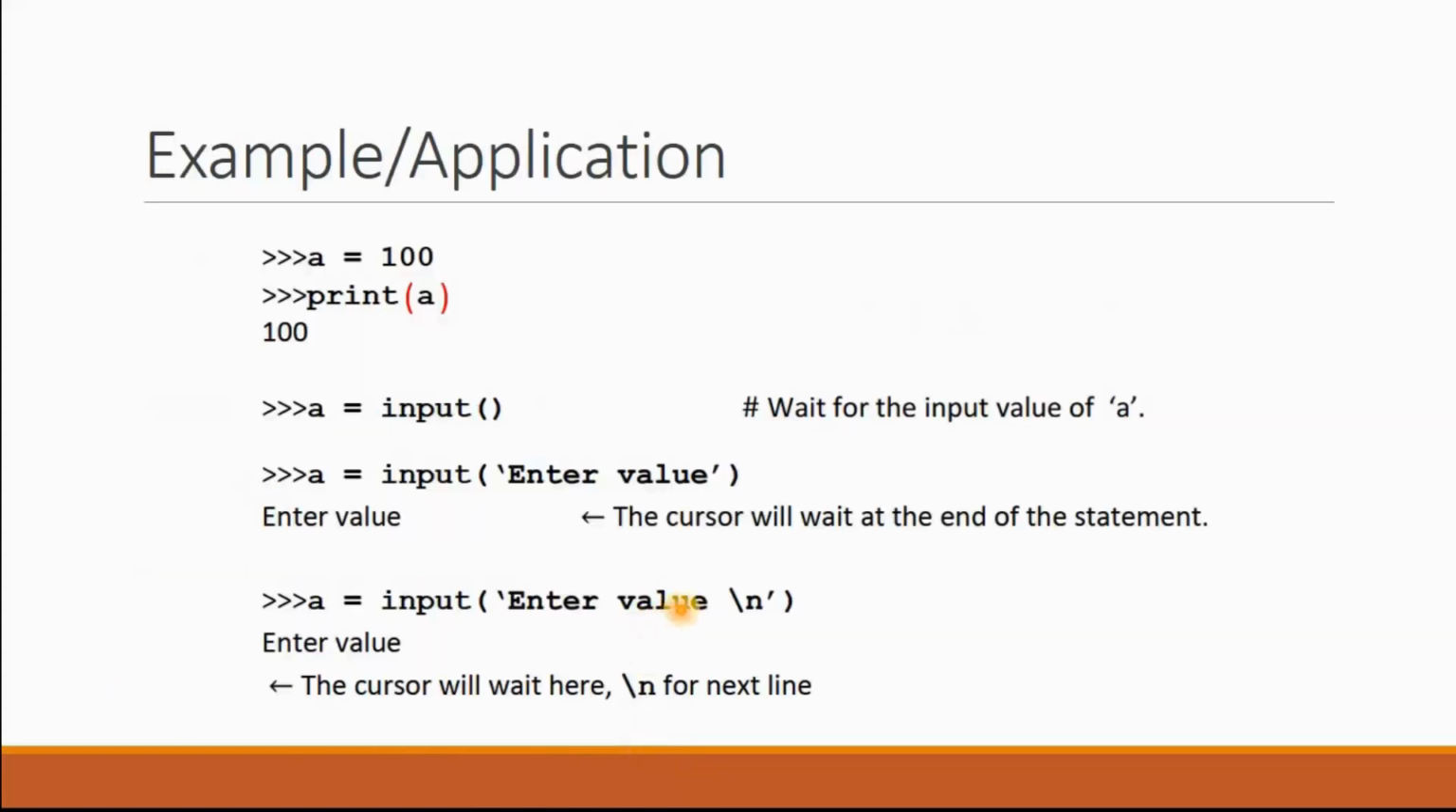Just pause the video for a moment and go to your Colab and try entering these values. Just write a is equal to input and write enter value. You will see that whatever value you enter will be printed exactly right after this. That makes the entire thing a little bit messy. So you just put a slash n here. The cursor will wait after enter value in the next line here.